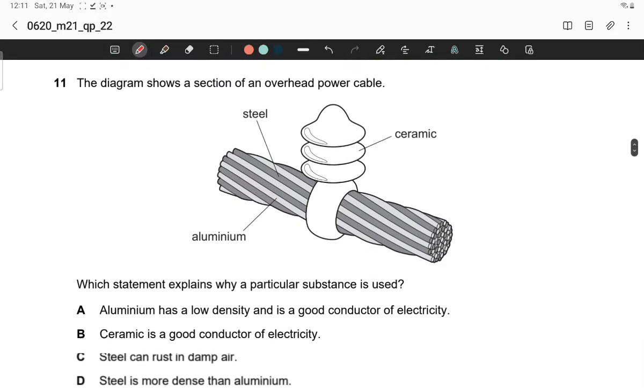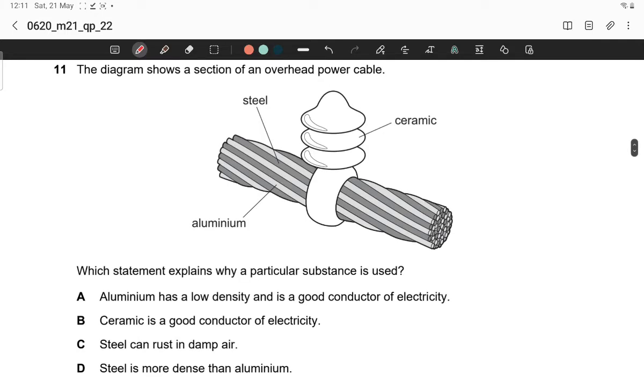The diagram shows a section of an overhead cable, power cables, steel, ceramic and aluminium. Which statement explains why a particular substance is used? Aluminium has low density and is a good conductor, so this is correct. Ceramic is a good conductor of electricity, this is incorrect.